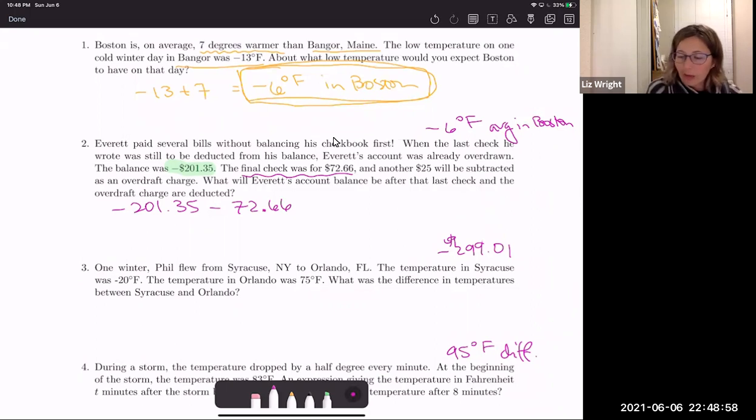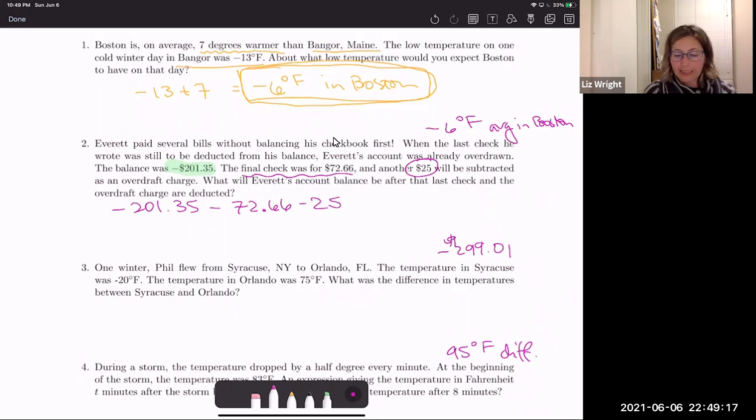All right. And then because the bank penalizes you, because they're like, yo, I don't want to cover your debt, but that's what they're doing. They're covering Everett's debt at this point. They're like, not cool. So you also get a $25 fee. So you're subtracting that as well. Punch it into your calculator.